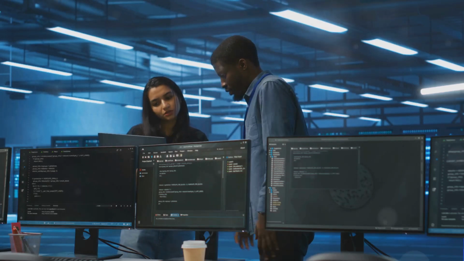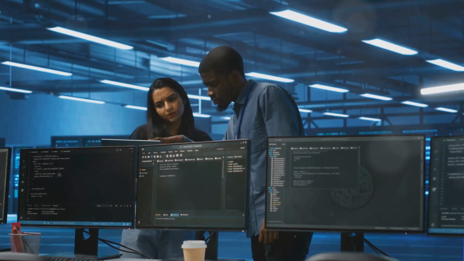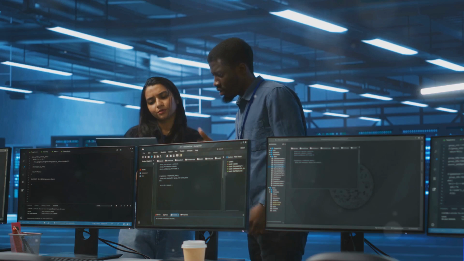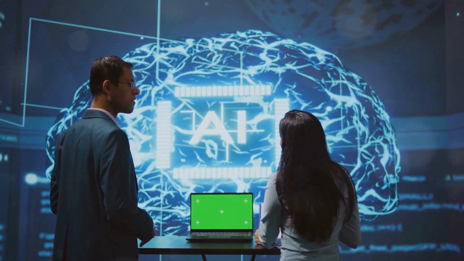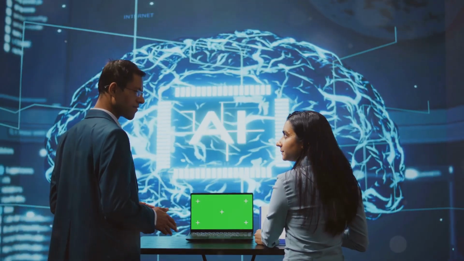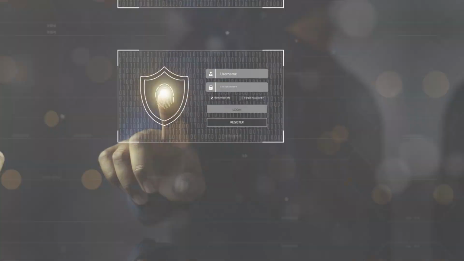To implement accountability and transparency, we can use open algorithms that are available for inspection and review, and maintain audit trails by keeping detailed records of AI decision-making processes.